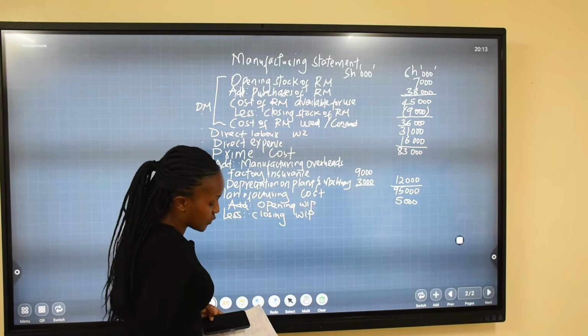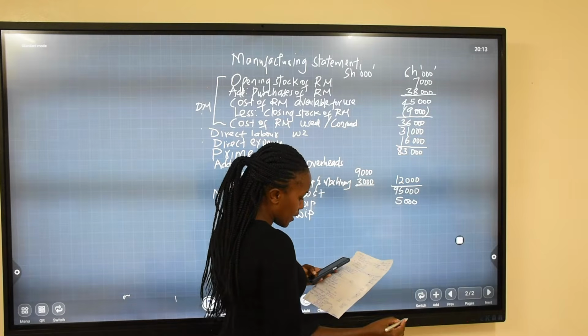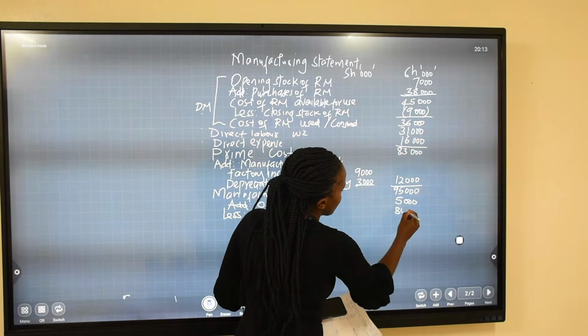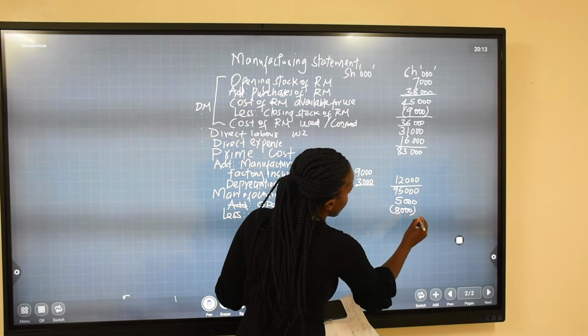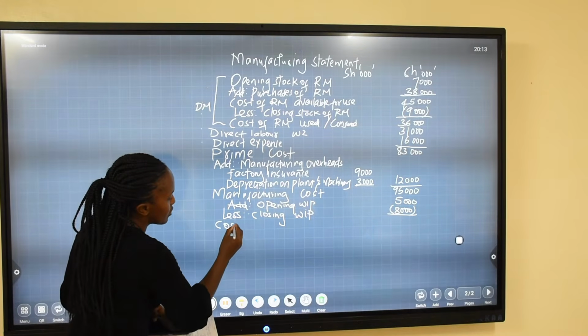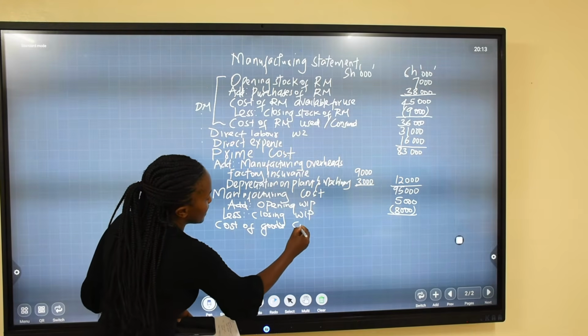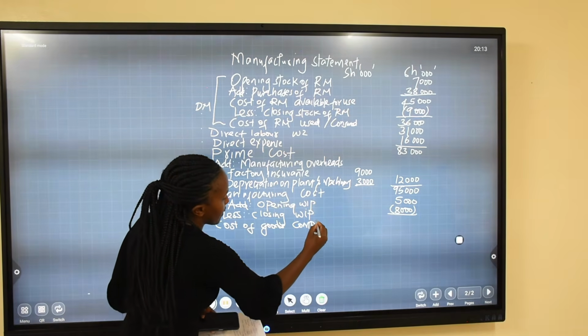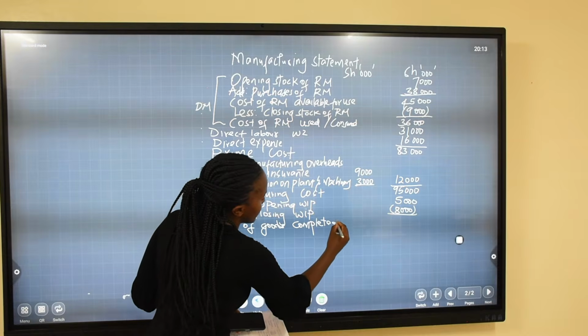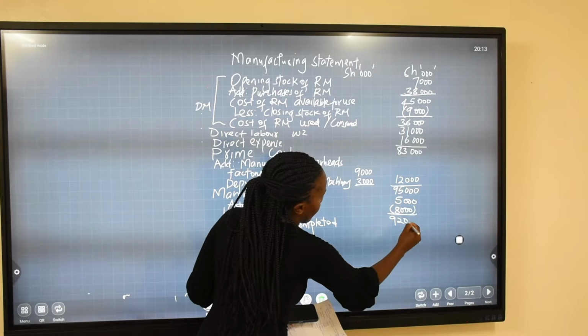Remember, we have said we are using FIFO, first in, first out. So opening work in progress was finished during the year, therefore we add. Closing work in progress will be finished next year, therefore we subtract. So whatever we get is the cost of goods completed. So our cost of goods completed is 92,000.